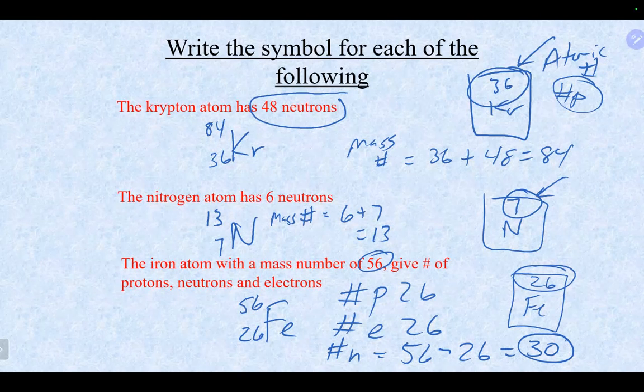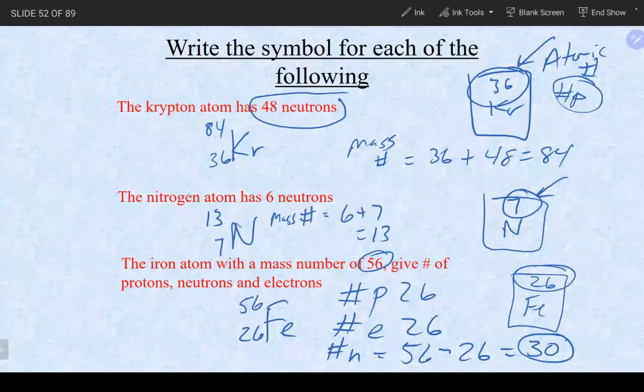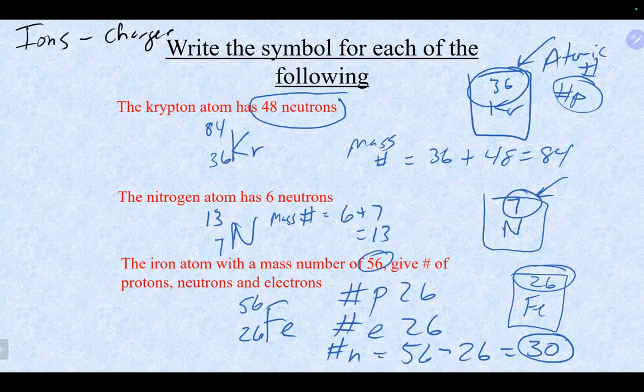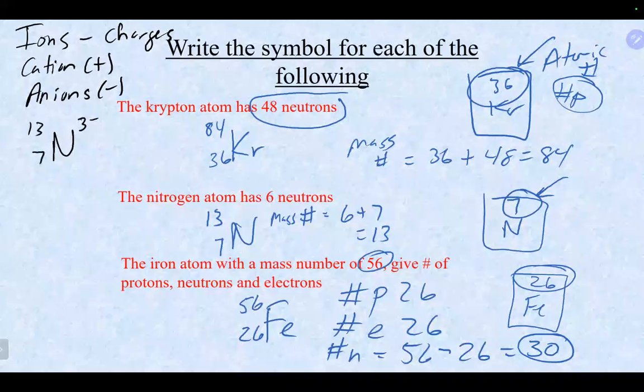Now, what happens if we did have something that had a charge? Those are again what are referred to as ions. Those are things with charges. And there are two types of ions. There are cations, which are positively charged, and there are anions, which are negatively charged. And if any of these guys, for example, did have a charge, so we take something like our nitrogen there, let's say it had a -3 charge. We'll keep all the other numbers here the same.